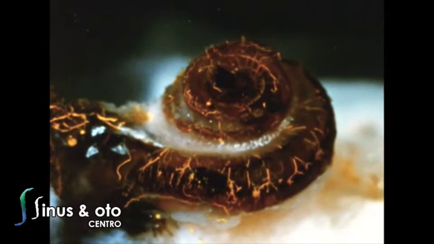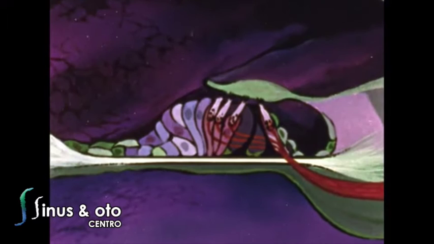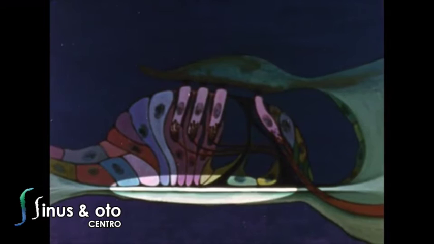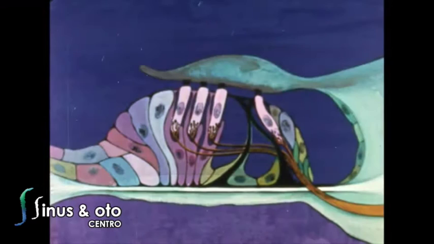Mechanical energy must somehow be converted into electrochemical energy, nerve impulses. A cross-section through the cochlea reveals that the sensory organ which performs this function is located on the inner surface of the basilar membrane. Here, a portion of the basilar membrane and the related organ of Corti. Covering the entire length of the membrane, the organ is made up primarily of thousands of hair cells arranged in two groups, inner and outer.